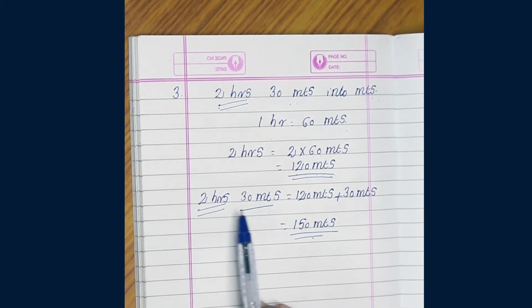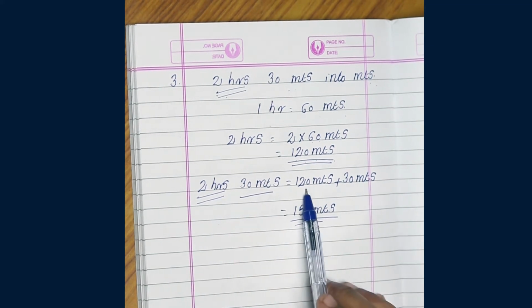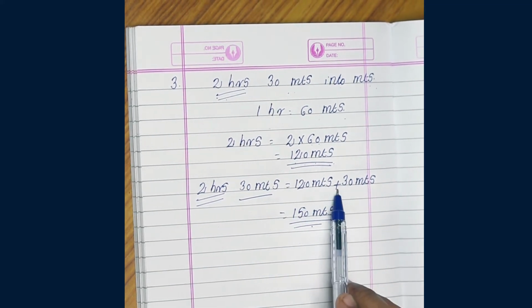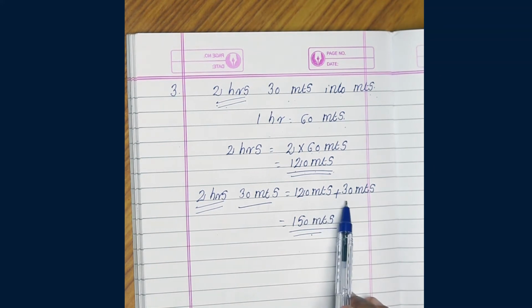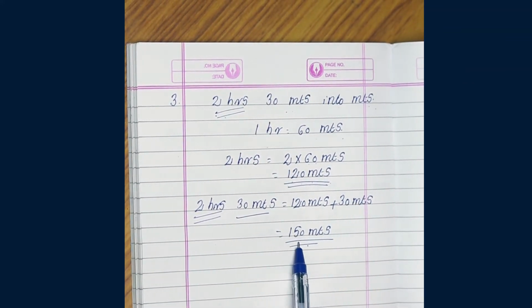Then write the question, 2 hours 30 minutes. In the place of 2 hours, now we got the answer as 120 minutes plus the remaining minutes. That means 30 minutes. 120 plus 30 equal 150 minutes.